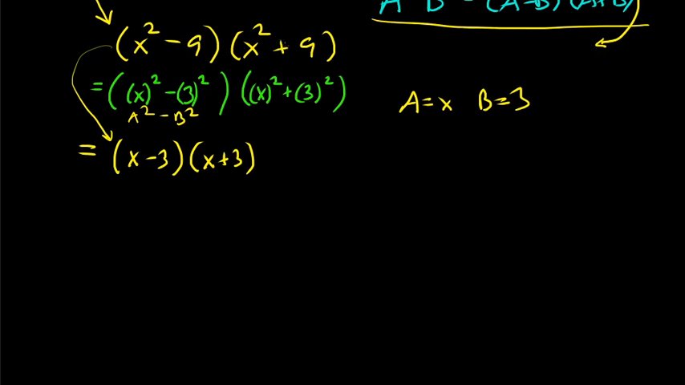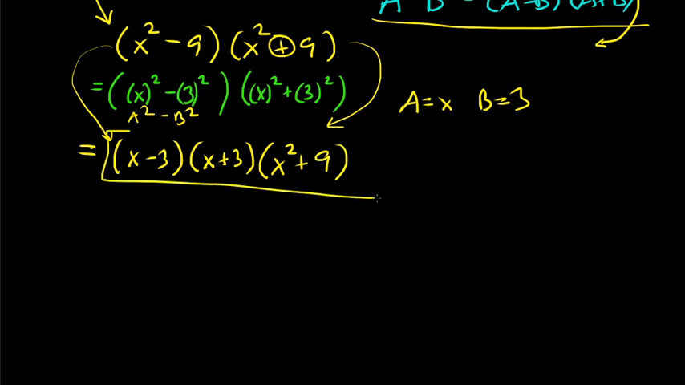Right. What about x squared plus 9? What does that factor as? Remember, even though it's perfect squares, it's a plus. A squared plus b squared is prime. So we cannot go any further with x squared plus 9. Right. So this is it now. We're done.